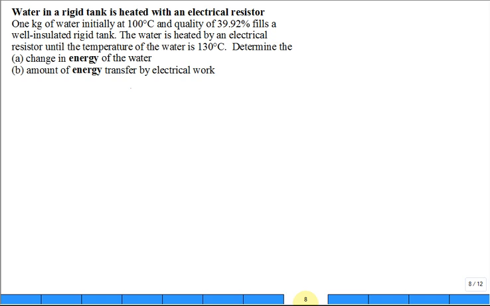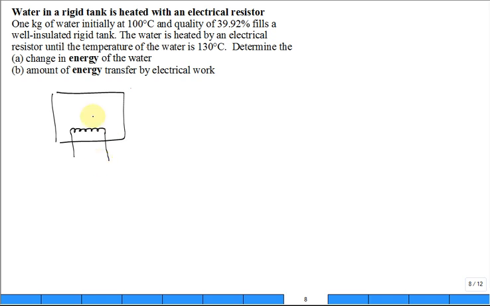So we have water in a rigid tank, and it's heated with an electric resistor. So we have another tank, and it's rigid. Hey, we're getting good at rigid tanks, aren't we? And it has an electric wire coming in, and then it has a resistive element, and then an electric wire going out of the tank.